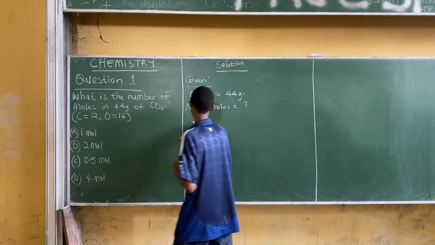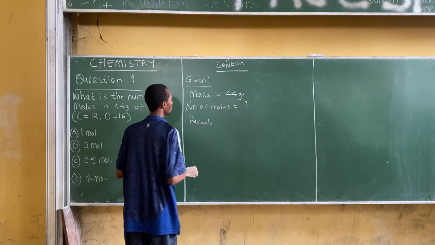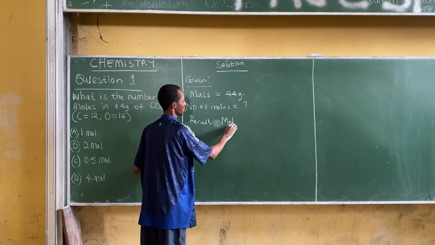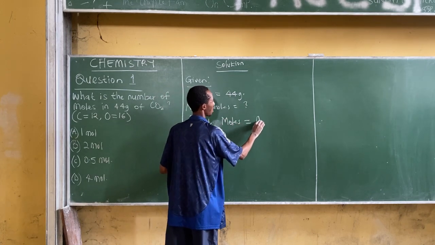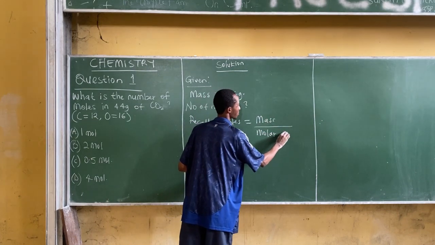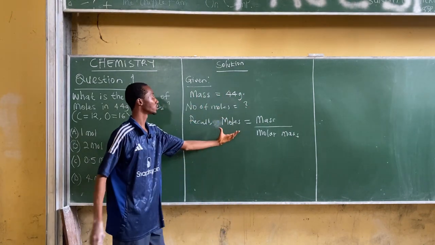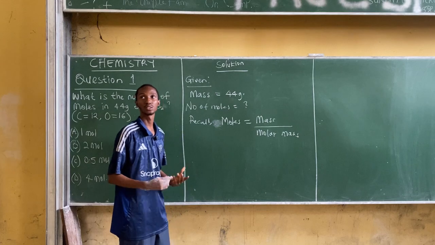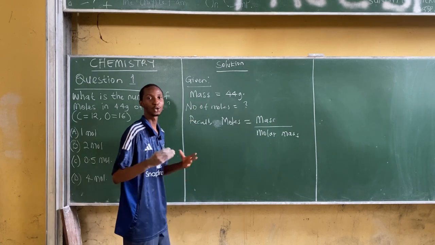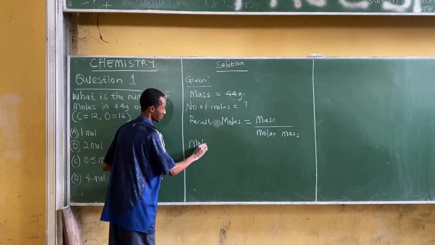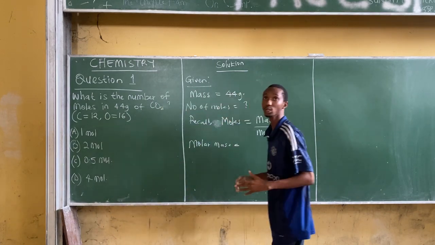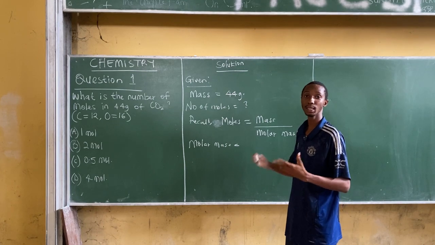Now recall that number of moles, or let's say moles, is equal to mass over molar mass. Moles is equal to mass over molar mass. That is the formula. We have our mass, but we don't know our molar mass. So recall that molar mass is the same thing as the relative atomic mass.